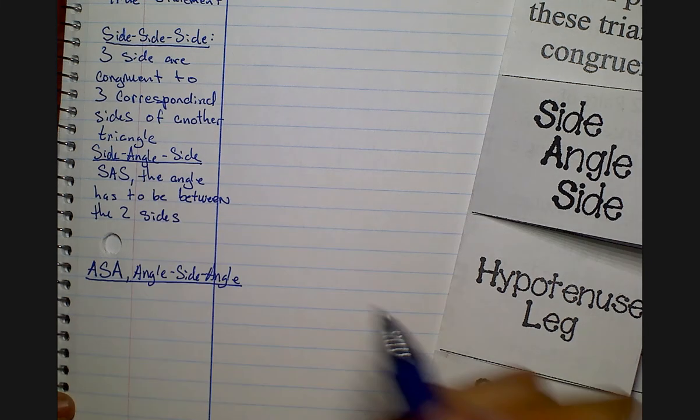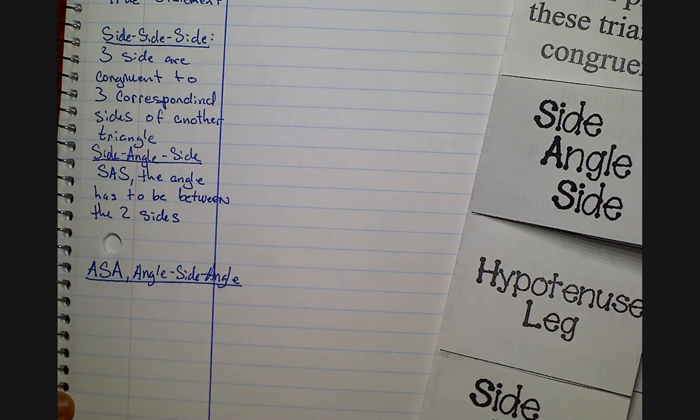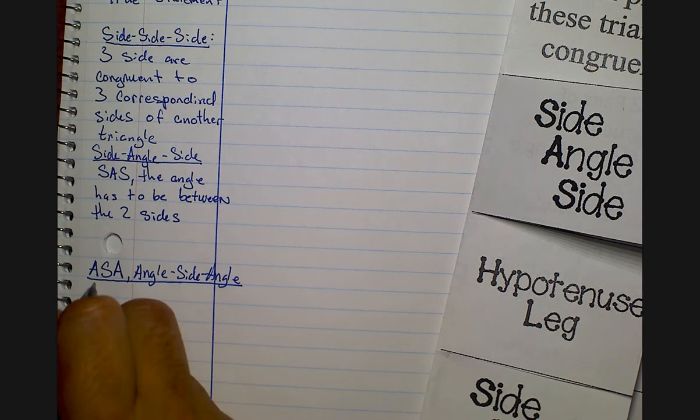So, I could write it both ways. I should have put it down here, but I didn't. Sorry. Okay, angle, side, angle. So this one right here, where do you think that the side has to be? In the middle of the angles. Between the 2 angles.